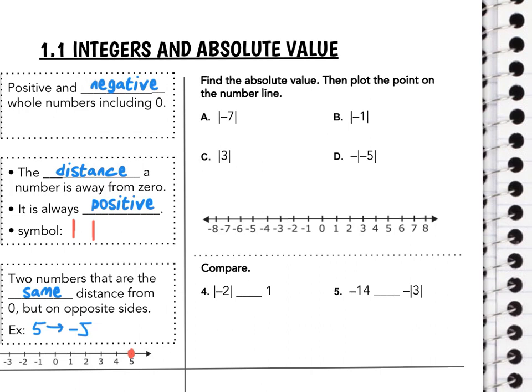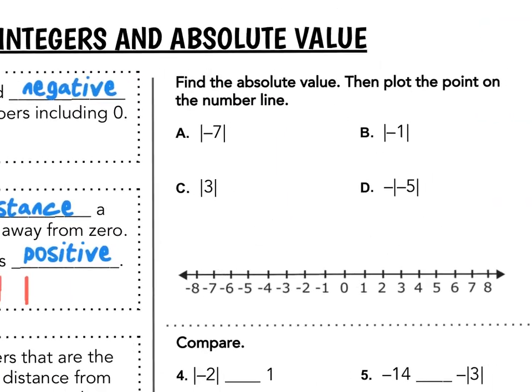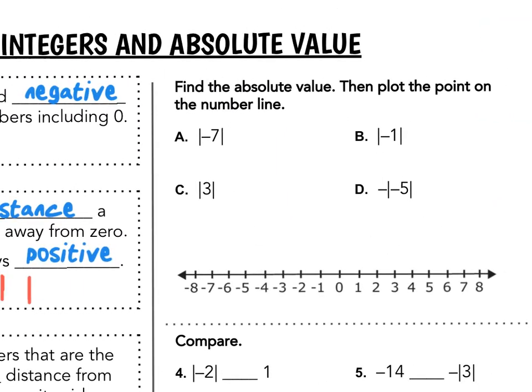Now we're going to move to the second section of the notes on the top right. Here the directions tell us find the absolute value, then plot the point on the number line. So when you see this problem, problem A, it has the bars around negative 7. That is read as the absolute value of negative 7. So the absolute value of negative 7 is 7. And we don't put the absolute value bars around the 7. Once we solve it, the absolute value bars fall off.